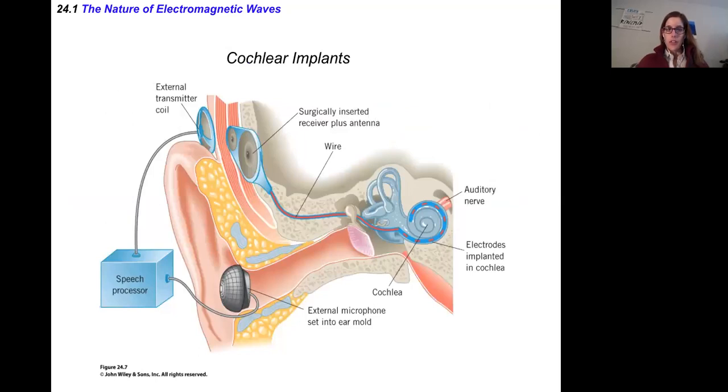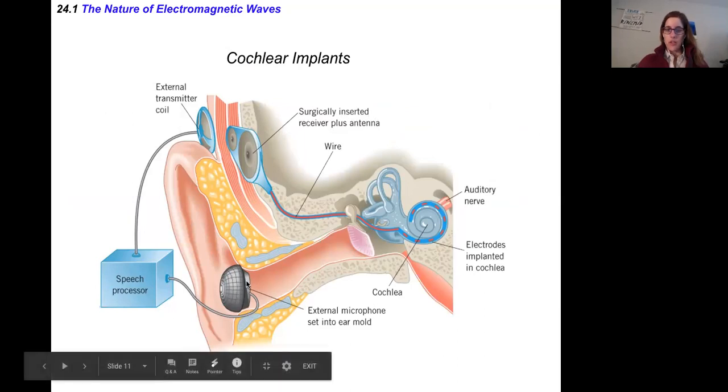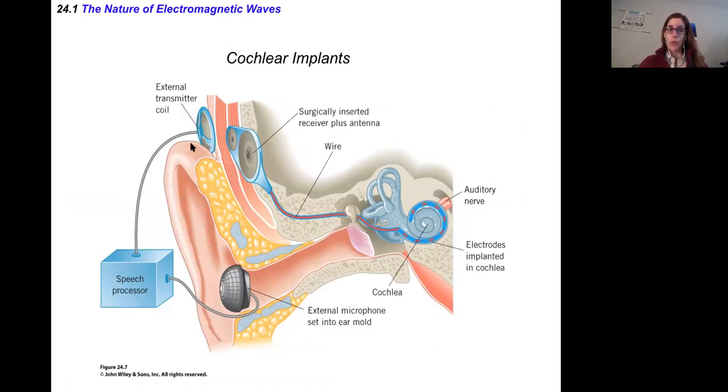Another cool application of electromagnetic waves is cochlear implants, which are used with people who are very hard of hearing or hearing impaired. And the way it works is there's a microphone that's set usually into the ear mold, and so that detects the sound. The sound waves are sent to a speech processor, which transforms them into an electric form, into a radio wave that gets transmitted through the skull to the receiver that has an antenna that can detect those radio waves. And then the radio waves get connected by wire directly to the auditory nerve.